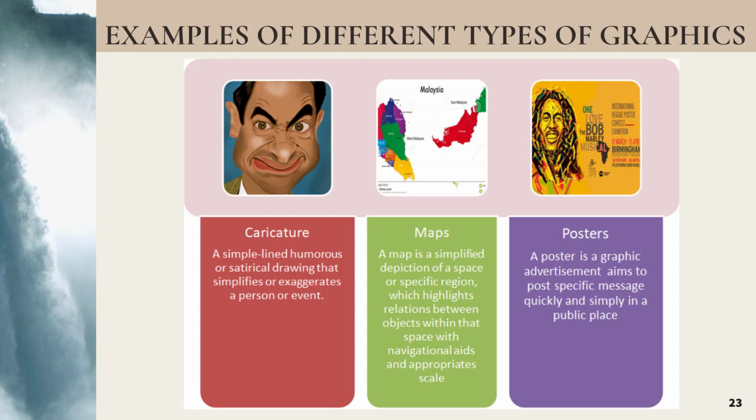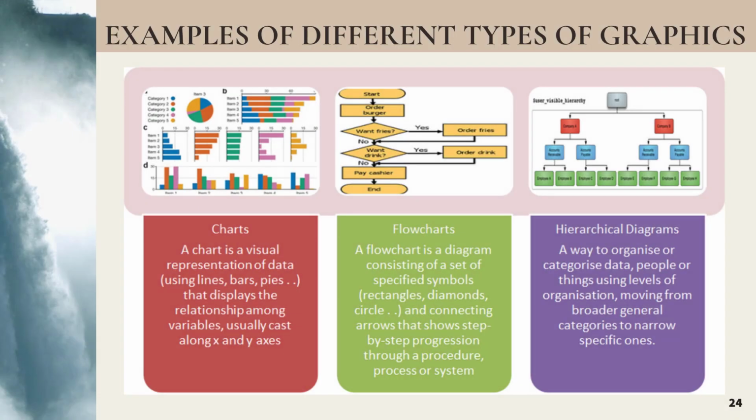So we have maps, which are simplified lines and illustrations that guide to a location and so on. And then we have posters. The poster is a graphic advertisement that aims to post a specific message quickly and simply in a public place. And then we have the charts, which are a visual representation of data, for example, using lines, bars, and pies and so on. And then we have the flow charts, which are a diagram consisting of a set of specified symbols, for example, diamonds, circles, rectangles, and so on.